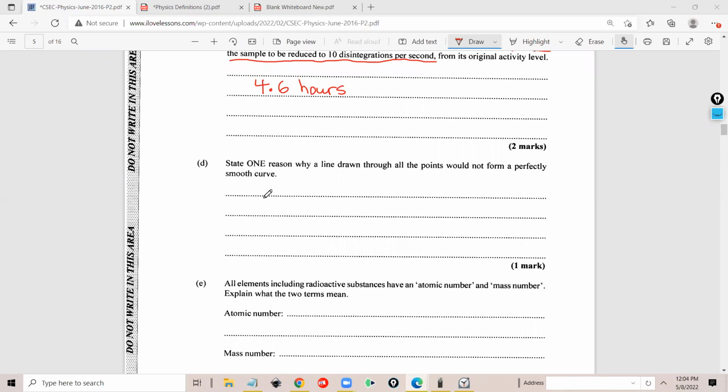State one reason why a line drawn through all points would not form a perfectly smooth curve. Well, this is an experiment, so we have to use our imagination here. Isn't it possible that we have errors? Angelo, 4.4, nothing wrong with 4.4. We could use 4.4. I would give you full marks for that in the exam. So it's an experiment.